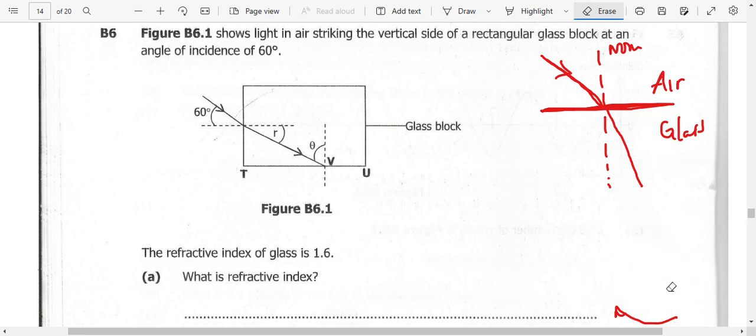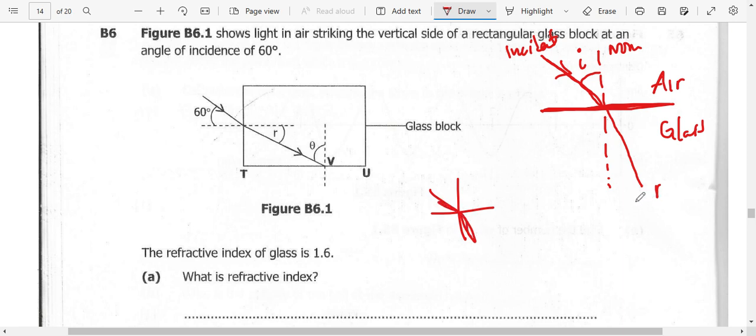Okay. So you need to know that because at times they're going to ask you to draw. The angle between the normal and this one, which is called the incident ray, is called the angle of incidence. And when light bends, this is called refraction. Refraction is the bending of light. So this is called the refracted ray. And this angle is called the angle of refraction.